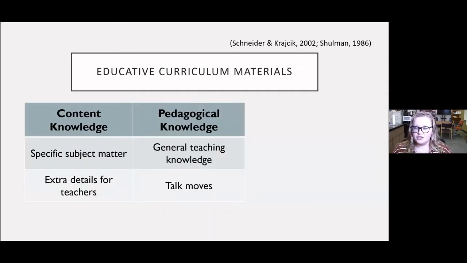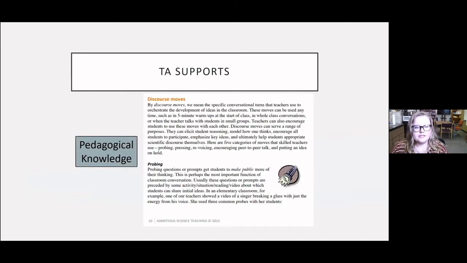Pedagogical knowledge refers to general teaching knowledge, and an educative feature to support this could be information about promoting ambitious talk through the use of talk moves. And in this example, TAs were provided with talk move or discourse move information from an ambitious science teaching report.